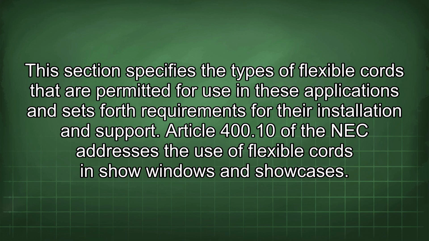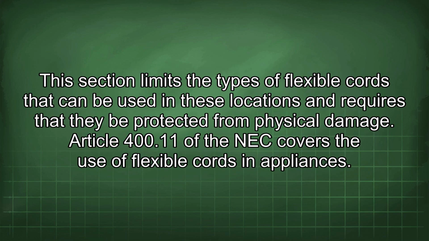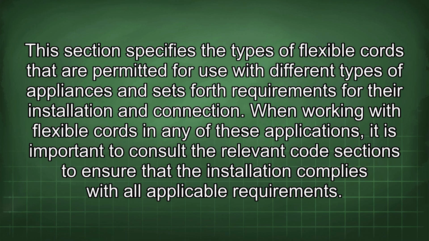Article 400.10 of the NEC addresses the use of flexible cords in show windows and showcases. This section limits the types of flexible cords that can be used in these locations and requires that they be protected from physical damage. Article 400.11 of the NEC covers the use of flexible cords in appliances. This section specifies the types of flexible cords that are permitted for use with different types of appliances and sets forth requirements for their installation and connection. When working with flexible cords in any of these applications, it is important to consult the relevant code sections to ensure that the installation complies with all applicable requirements.